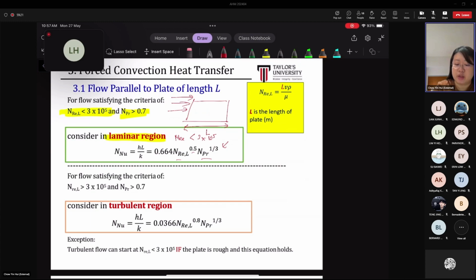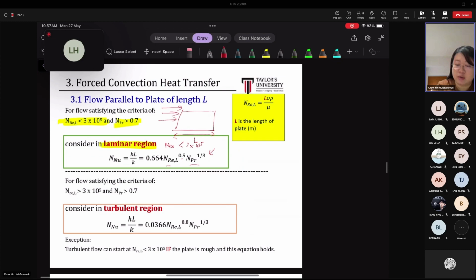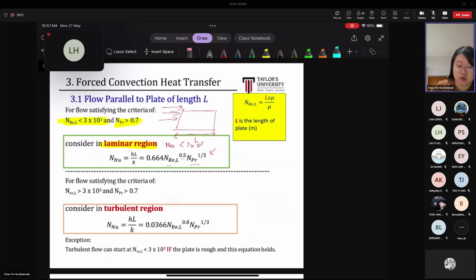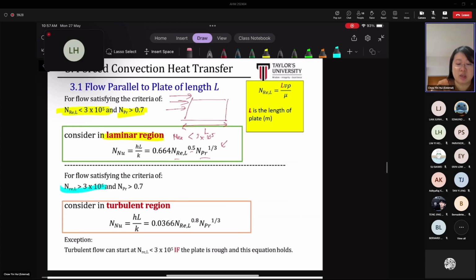Okay, now if it's the turbulent flow region, the Reynolds number should be greater than 3×10^5, right? And for this equation to be valid, you also need to make sure the Prandtl number is higher than 0.7. Then we can use this correlation, where the Nusselt number equals 0.0366 multiplied by Reynolds number to the power of 0.8, Prandtl number to the power of 1/3.